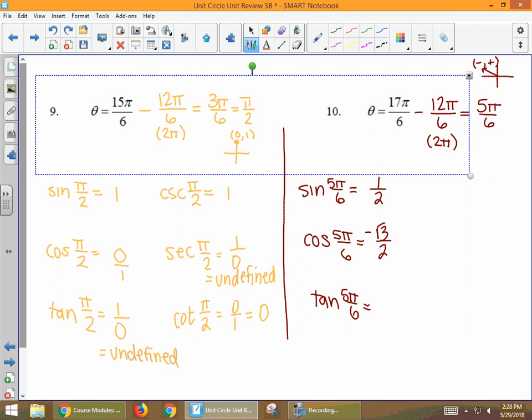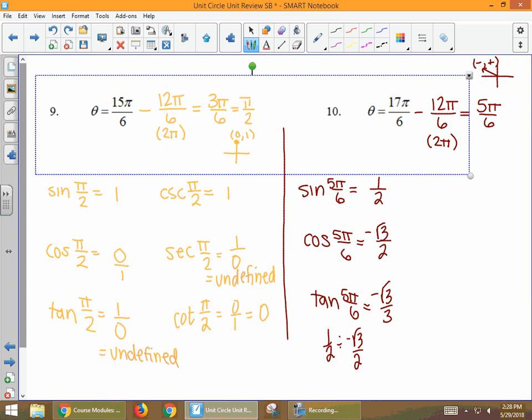And at all of our 6, tangent is radical 3 over 3. You're welcome to do sine divided by cosine there as well. So if you don't have that memorized and you want to do 1/2 divided by negative radical 3 over 2 and then rationalize, you can absolutely do that. But I hope that you have some of the tangent values memorized. And since sine is the only one that's positive in quadrant 2, tangent is going to be negative.